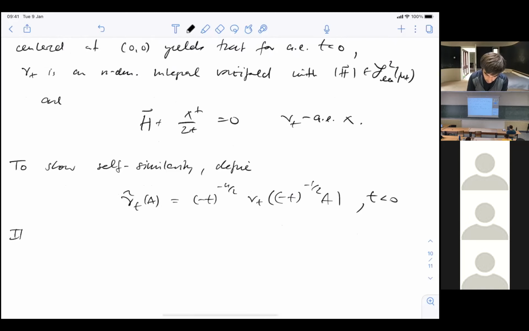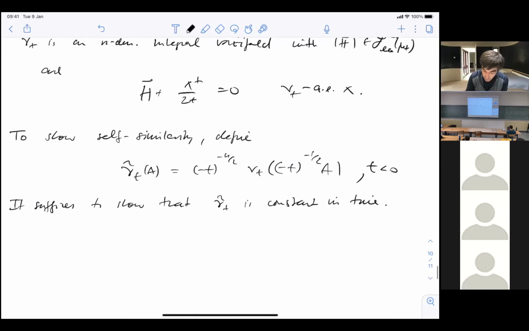So it suffices to show that nu twiddle of t is constant in time. Now, if we have done this, then we're finished. Because if this is finished, then we know that this equation here holds for all t, and really we just get self-similarity. Okay, how do we do this?